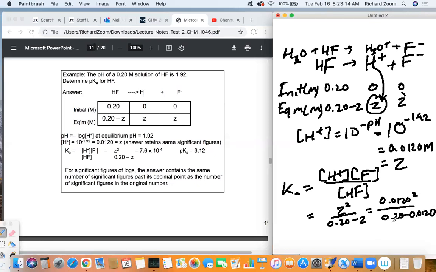Now, for significant figure purposes, that's a subtraction. That's going to go based on places past the decimal. So our equation comes down to this, 0.0120 squared over 0.19. You see that's important because this actually does come out to a different value. And that equals 7.6 times 10 to the negative 4. That's for the Ka value. Now that's going to be two significant figures, because that's two significant figures down there on the 0.19.